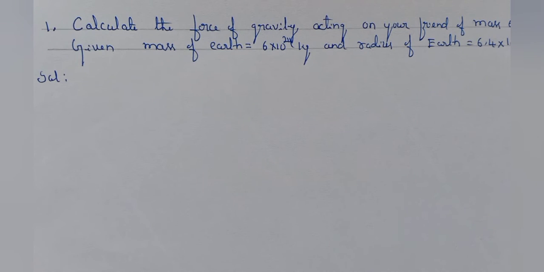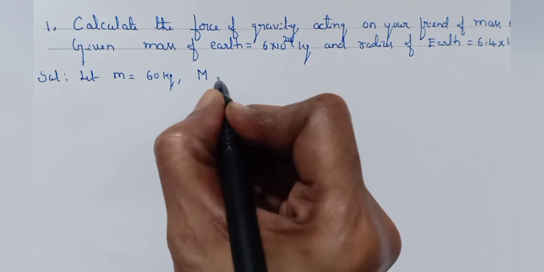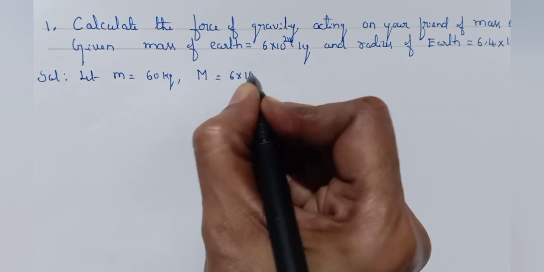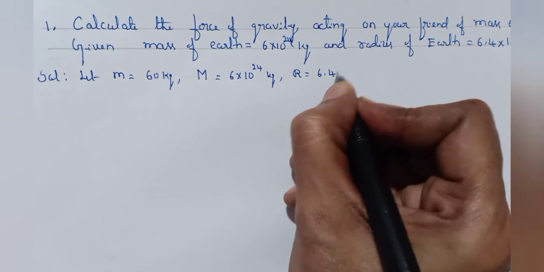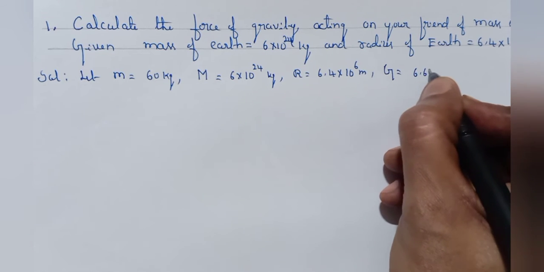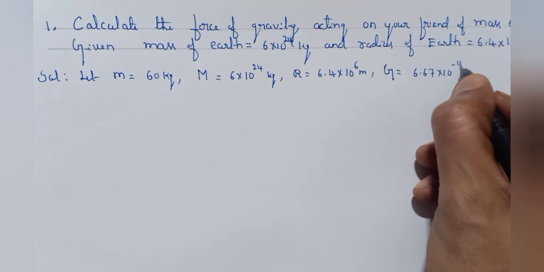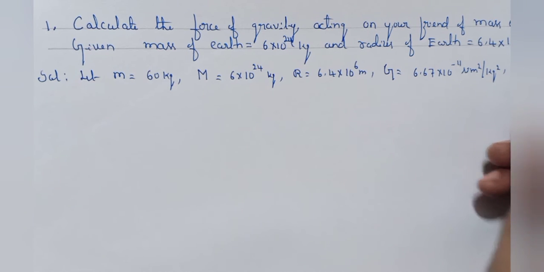First problem: calculate the force of gravity acting on your friend of mass 60 kg. Given the mass of the earth is 6 into 10 to the power of 24 kg and the radius of the earth is 6.4 into 10 to the power of 6 meters. Let m is equal to 60 kg, the mass of the earth capital M is 6 into 10 to the power of 24 kg, the radius of the earth capital R is 6.4 into 10 to the power of 6 meters, and the gravitational constant is 6.67 into 10 to the power of minus 11 Newton meter squared per kg squared. Then we have to find out the force F.